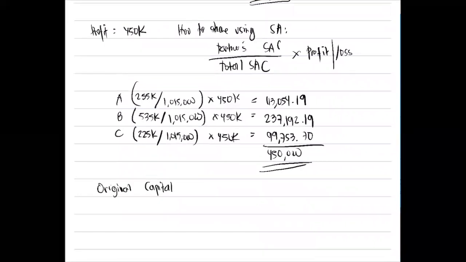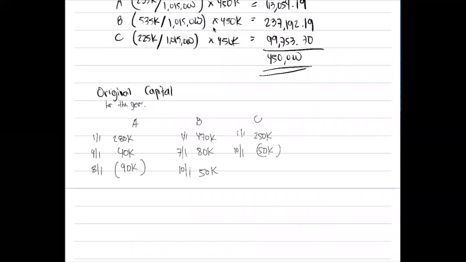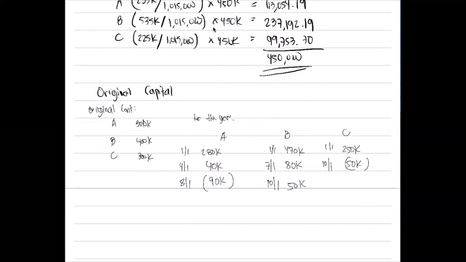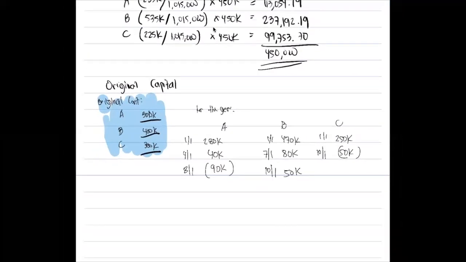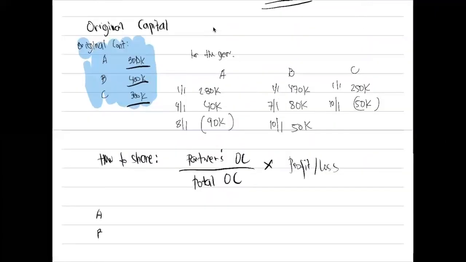Next, we have your original capital. So how do we compute for your original capital? Let's paste our example a while back. So here is our example. Based dyan sa example na yan, given naman na yung original capital natin. So si A may 300,000, si B may 400, si C may 300. So how do we share? We get first the partner's original capital divided by the total original capital multiplied by the profit or loss. Okay, so we have here A, B, and C.